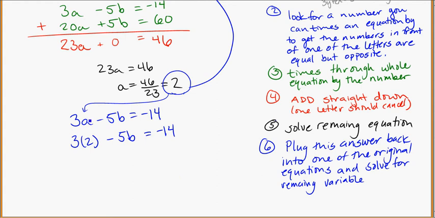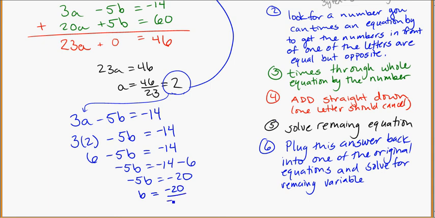So 3 times 2 is 6, minus 5b equals negative 14. So minus 5b equals negative 14 minus 6, taking the plus 6 to the other side, I minus it. Minus 5b is equal to negative 20. b is equal to negative 20 divided by negative 5. I'll take the whole negative and the 5 and divide them away. So I get b is equal to 4. So those are my two answers. A is equal to 2, b is equal to 4. And that's using the elimination method.